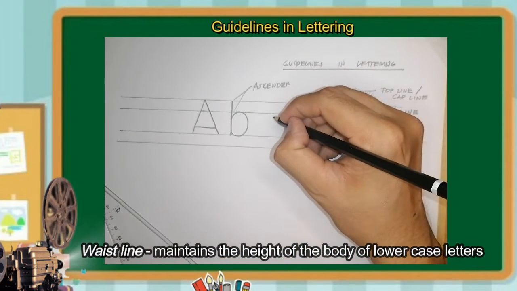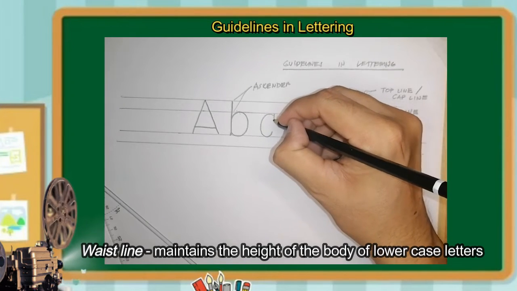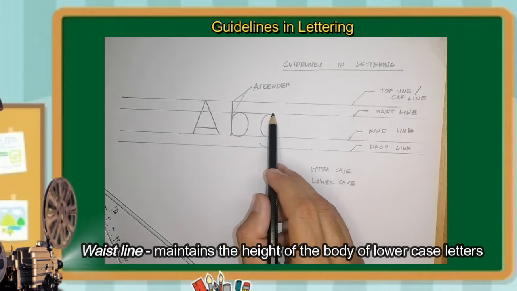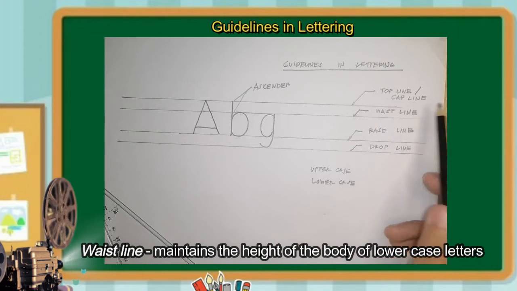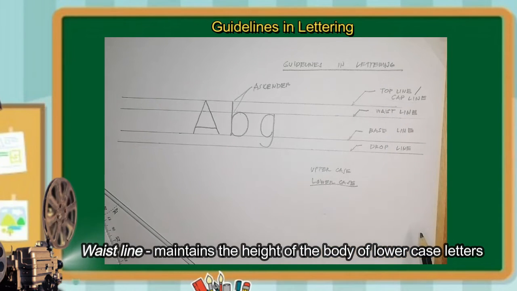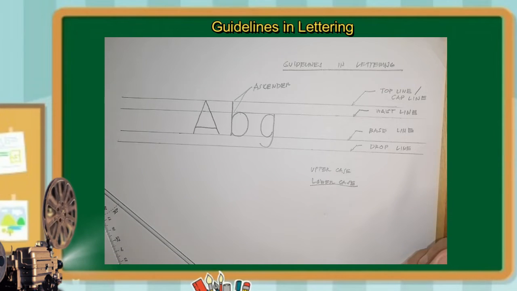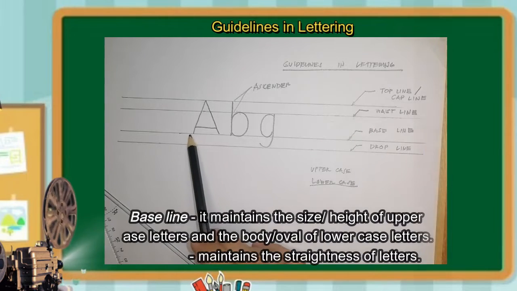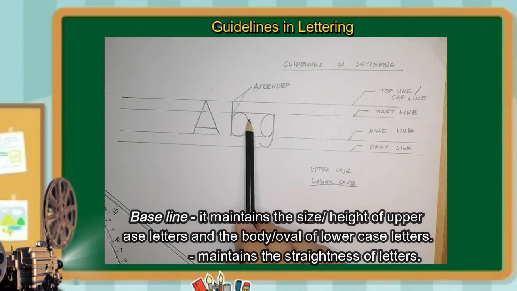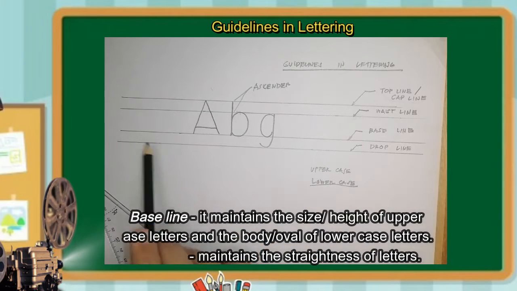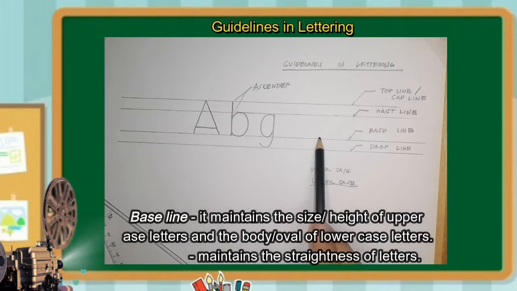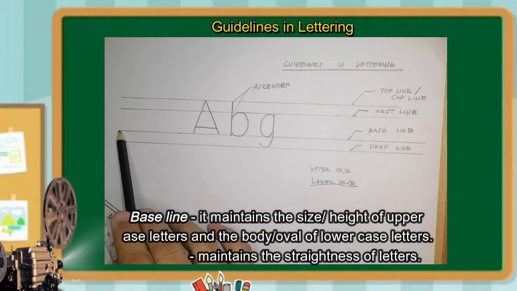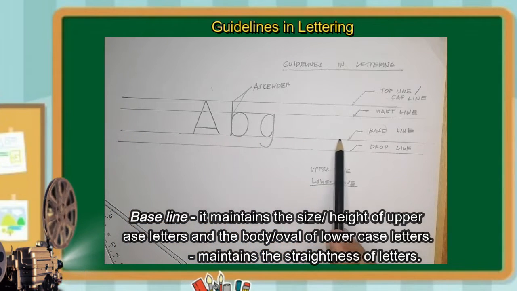Another lowercase letter, example, letter G. Hanggang doon lang yun, yung mga lowercase letters. Ginagamit madalas yung waistline for lowercase letters. Next, we have the baseline. It's very obvious kung saan ang baseline. Aside from maintaining the height of both lowercase and uppercase letters, it also maintains the straightness of letters. Kaya nga tinawag siyang base, kasi dyan tumatayo. It is where the letter rests or stands.